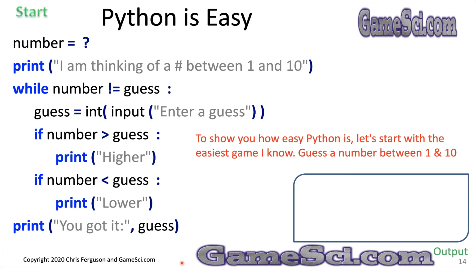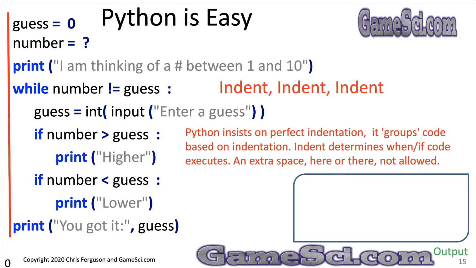On we go. Python is easy. It is a real simple language. To show you how easy Python is, let's start with the easiest game I know. Guess a number between 1 and 10. Indent, indent, indent. Python insists on perfect indentation. It groups code based on indentation. Indent determines when and if code executes. An extra space here or there is not allowed in Python.